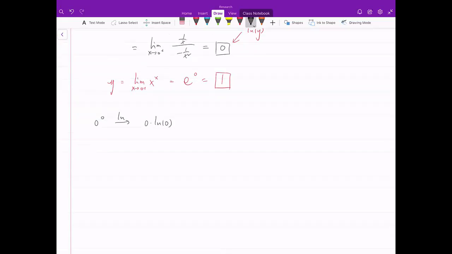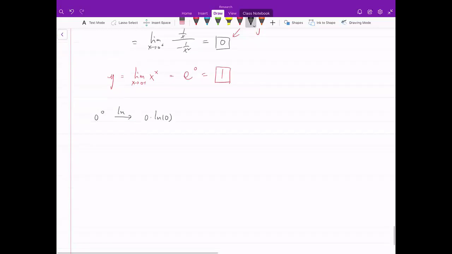Is this one always doable, or are we just lucky? Well, just take the general form. 0 to the 0, if you take ln, you got 0 times ln 0. What is ln 0? Negative infinity. So you actually always reduce to the 0 times infinity case for this case.